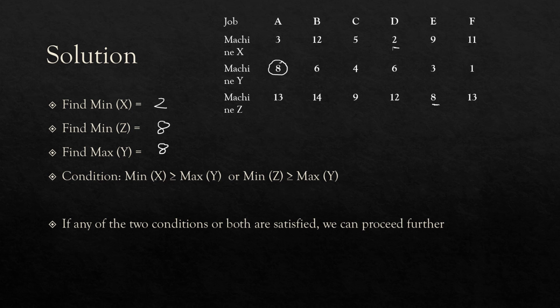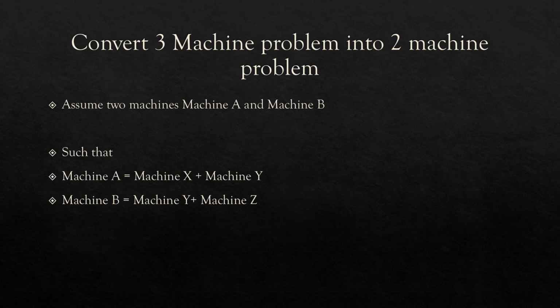So for the first condition, minimum of X is 2. It should be greater than or equal to 8. Second condition is minimum of Z is 8. This should be greater than or equal to 8. So in our case, the first condition is false and the second condition is true. If any one of the two conditions or both are satisfied, we can proceed further. So in this example, we can proceed further and reduce this table into a 2-machine problem, right?